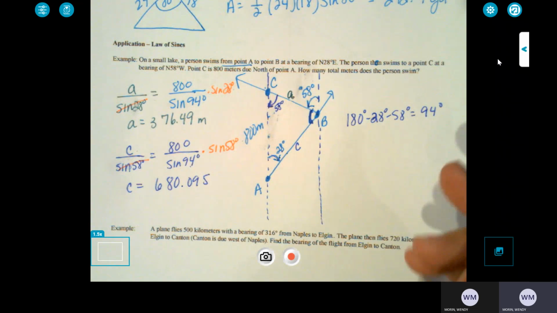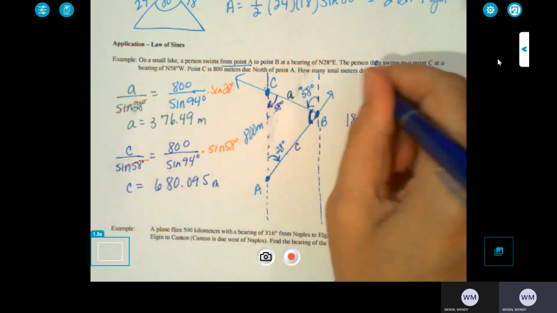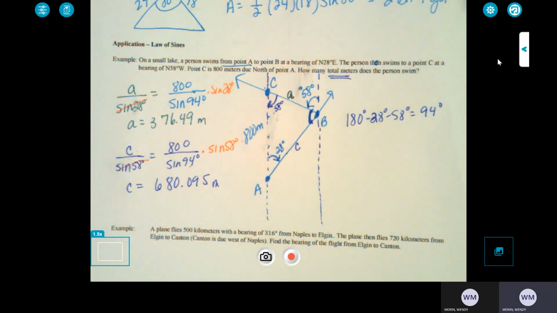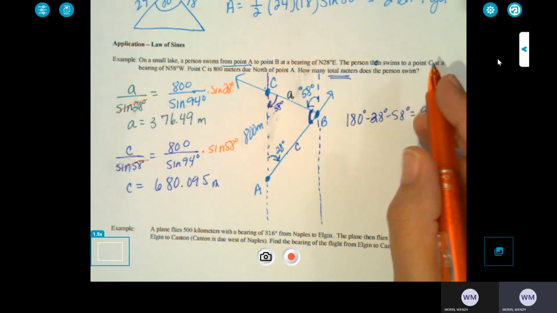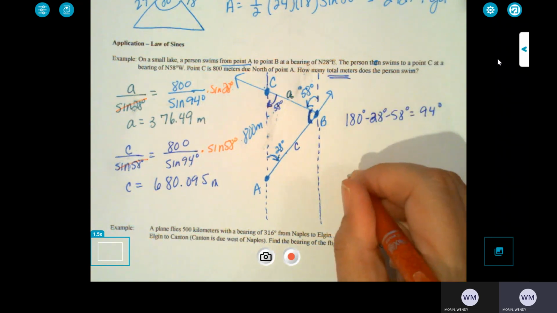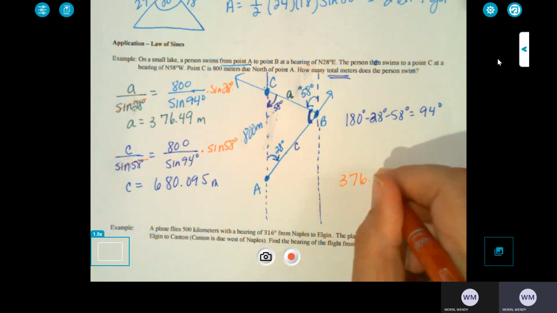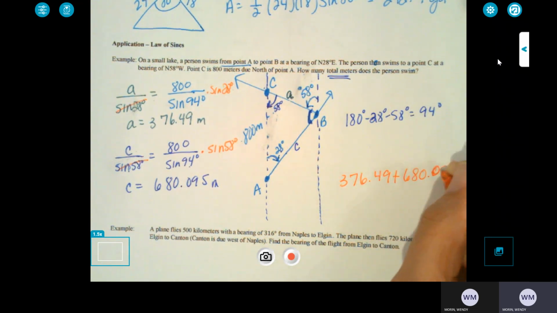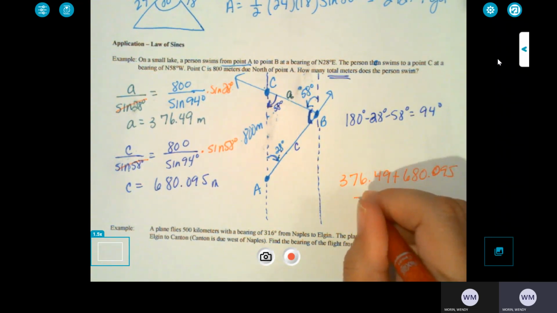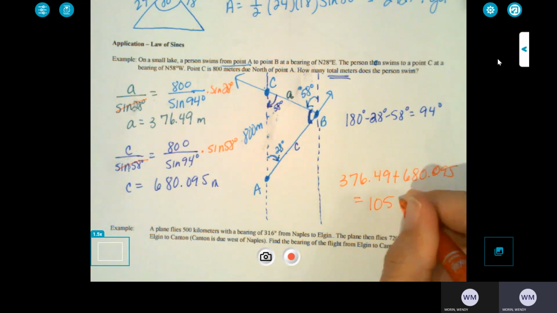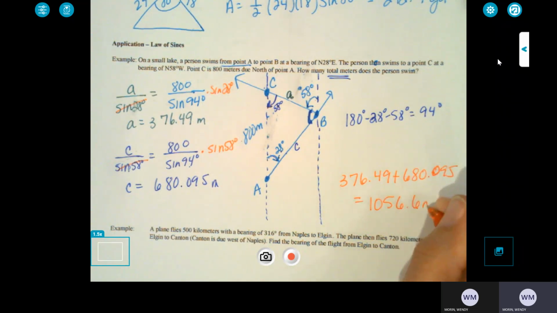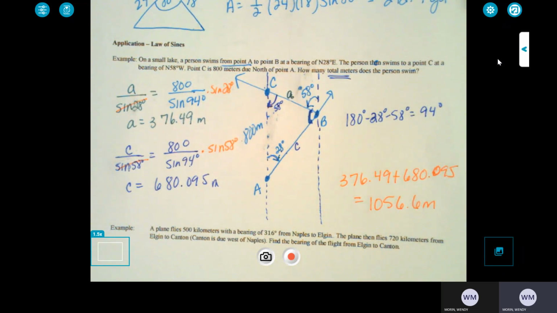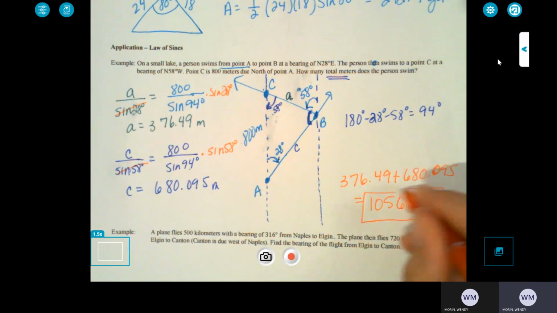680.095. So the total meters that the person swam was 376.49 plus 680.095 for a total of 1,056.6 meters. That's your final answer.